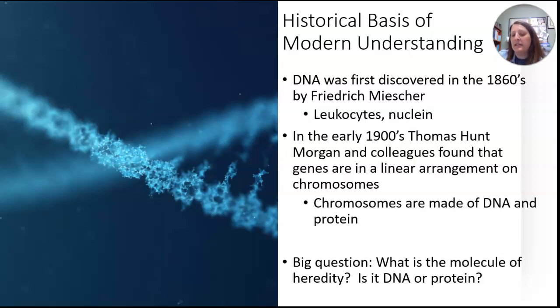And then in the early 1900s, we've already heard of Thomas Hunt Morgan's work out of his lab. He was able to figure out that genes are arranged in a linear fashion on chromosomes. And again, we knew that chromosomes were made of DNA and protein, but the question still remained, okay, so now we have this substance and we know that it's made of DNA and protein. Which one is going to be the molecule of heredity?